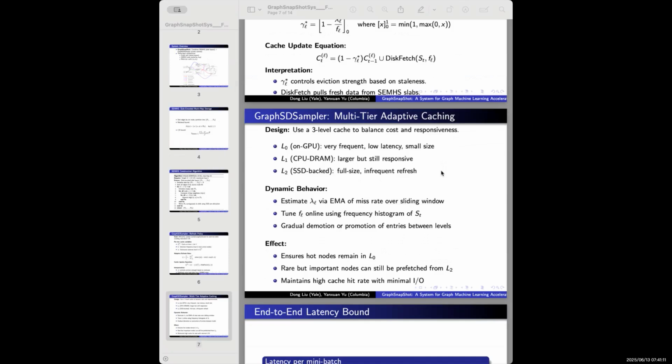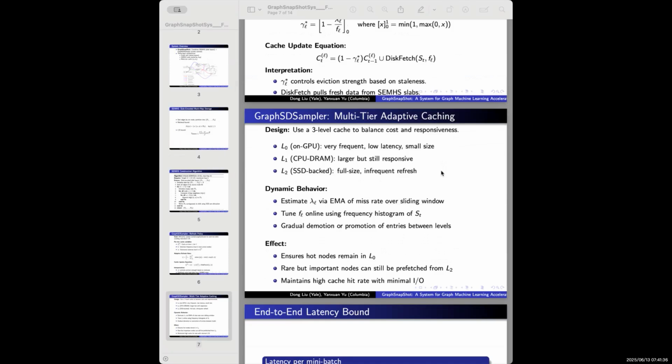we use multi-layer caching. L0 is on the GPU; it's the smallest but the fastest. L1 is larger but moderately fast. And L2 is on SSD; it's slower, but it has full coverage and larger storage.